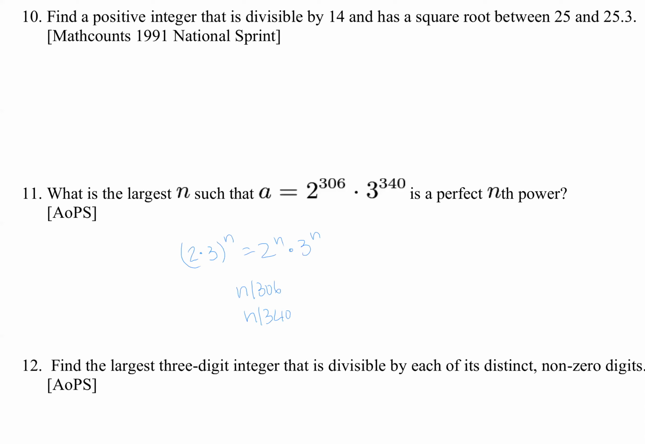And you know that 340, we can see that 340 equals 34 times 10, right? And then we know that 306 equals 340 minus 34. So we can write this as 34 times 10 minus 1 equals 34 times 9. So then the greatest common divisor of 340 and 306 equals 34. So we get that the largest n such that a is a perfect nth power is 34. So if you guys have any questions, you can put it in the Q&A section.